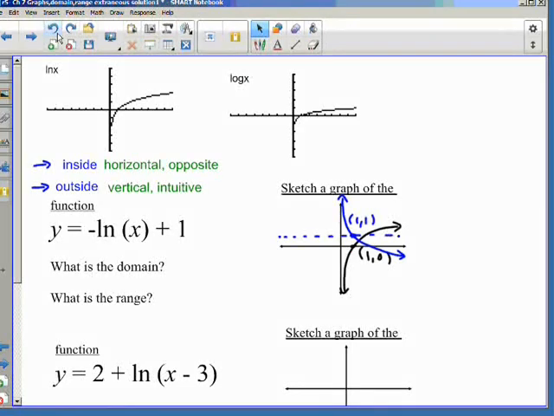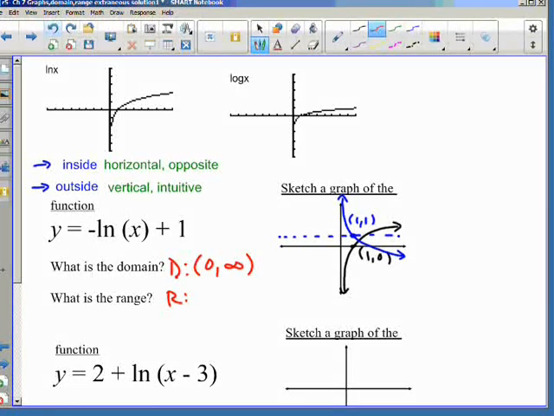All right, what's the domain? Domain will be all values greater than 0. A couple of ways to write that. We'll use the notation we have then. And then the range, negative infinity to positive infinity.